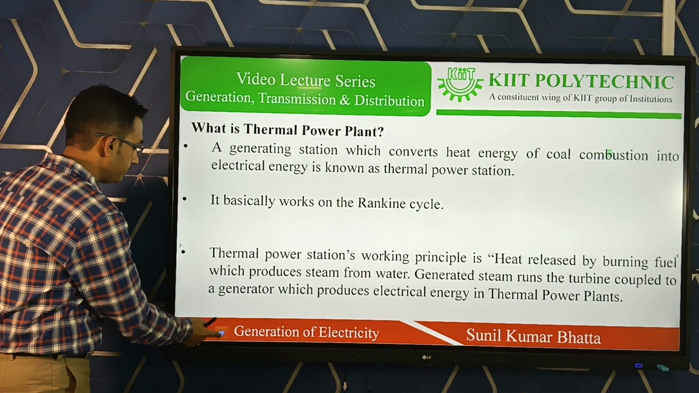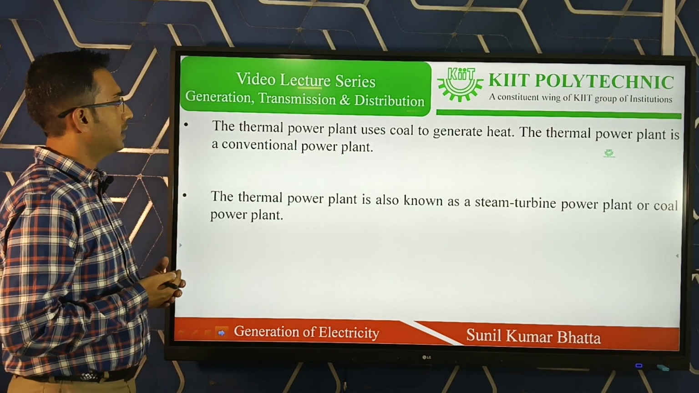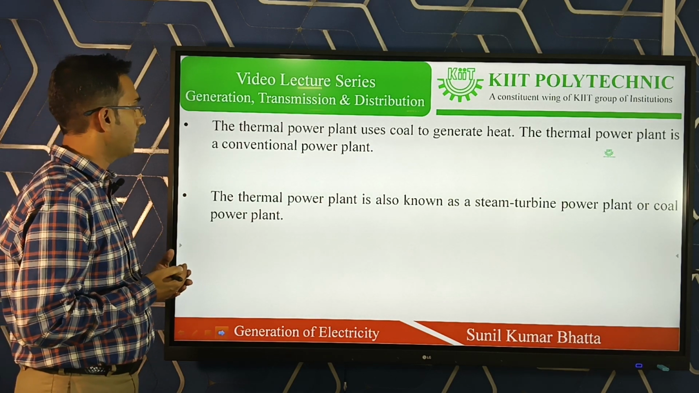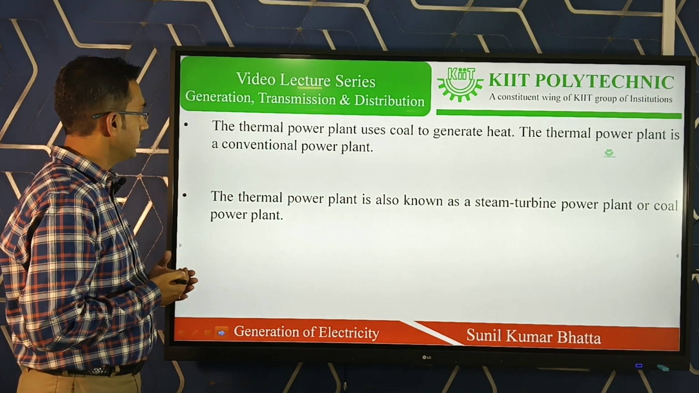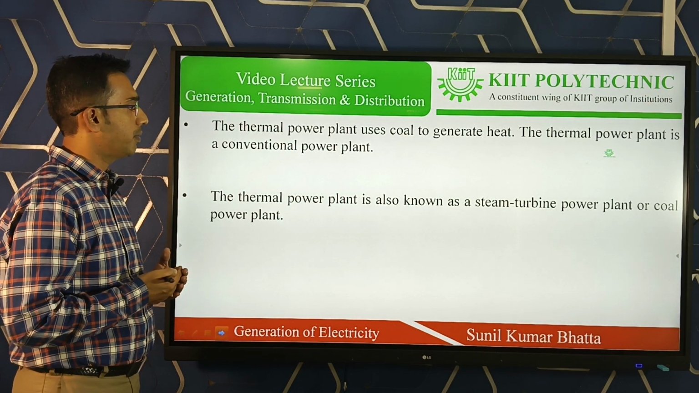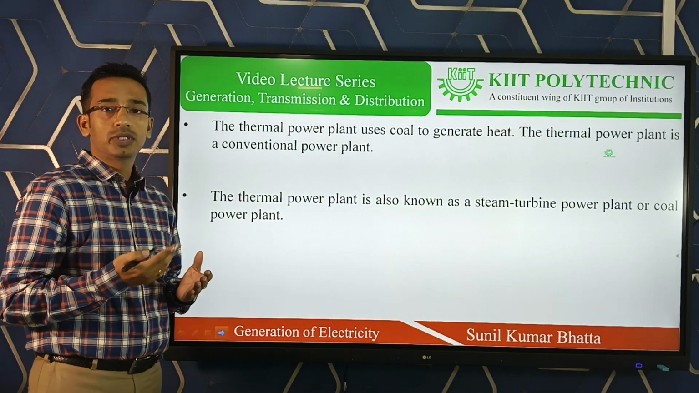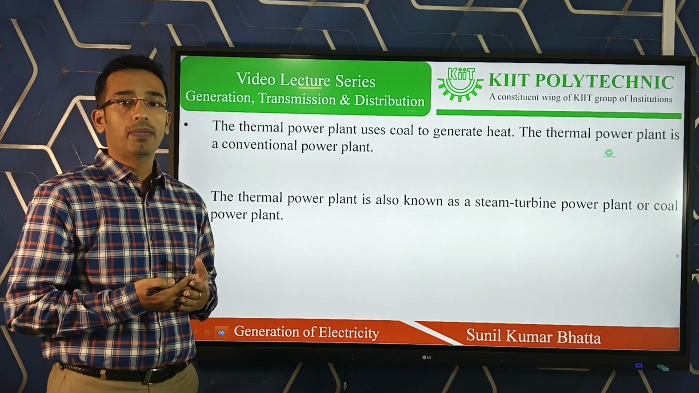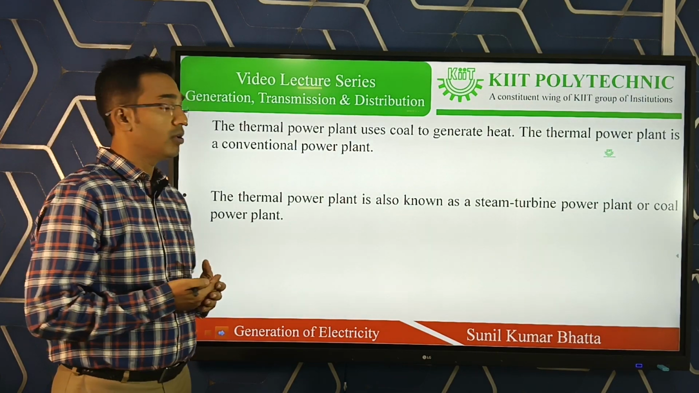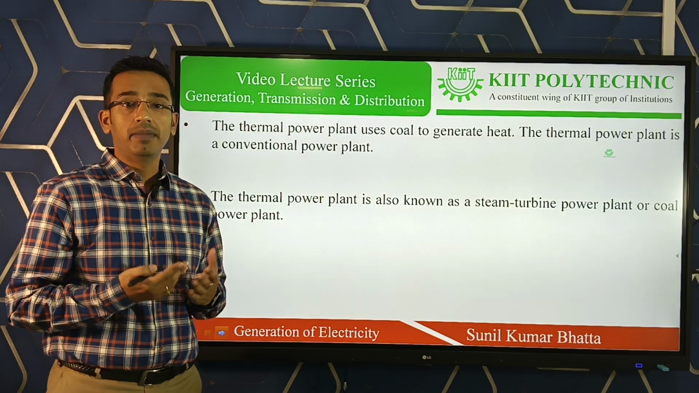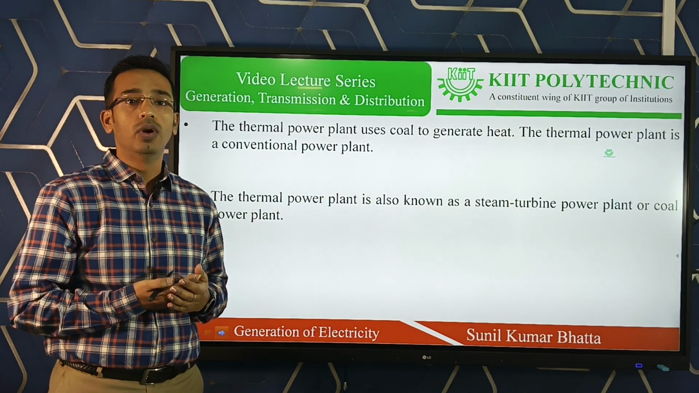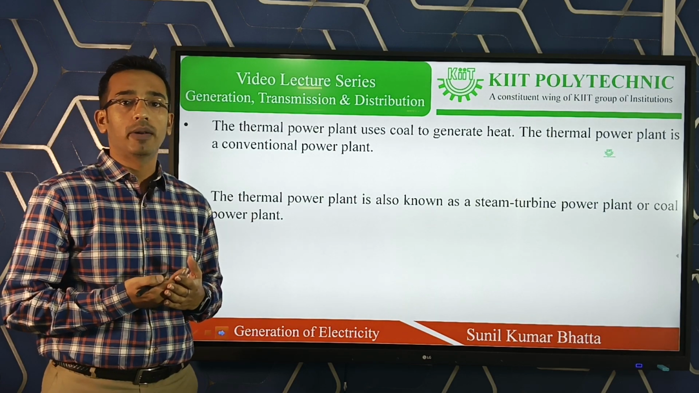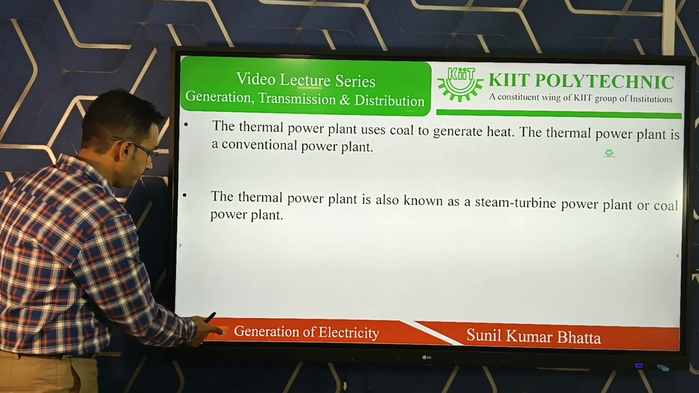Coming to the next slide. A thermal power plant uses coal to generate heat. A thermal power plant is a conventional power plant. And the last point, the thermal power plant is also known as a steam turbine power plant or coal power plant. As we are producing steam, it is also known as a steam turbine power plant, and the other name is coal power plant, because the primary fuel for the thermal power plant is coal. By burning the coal we are getting heat, so that's why it is also known as a coal power plant.